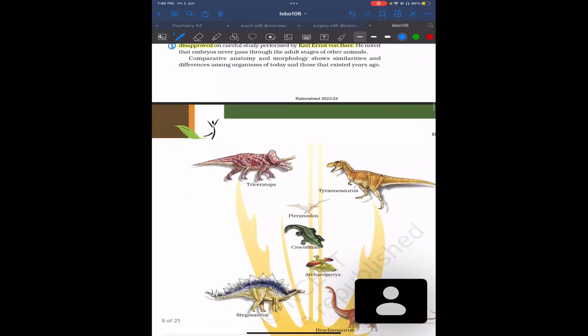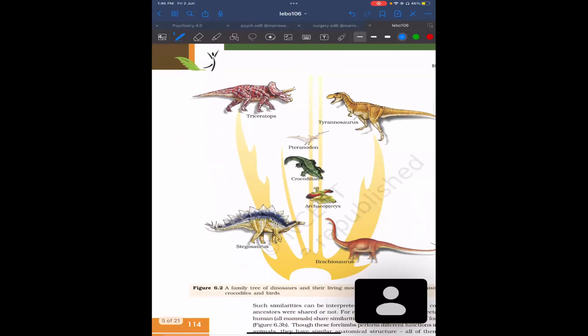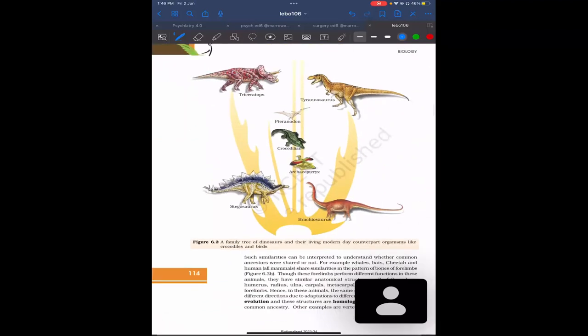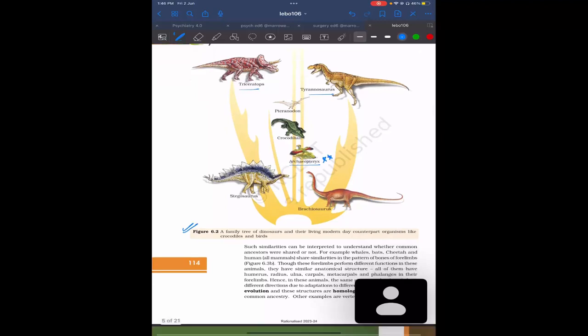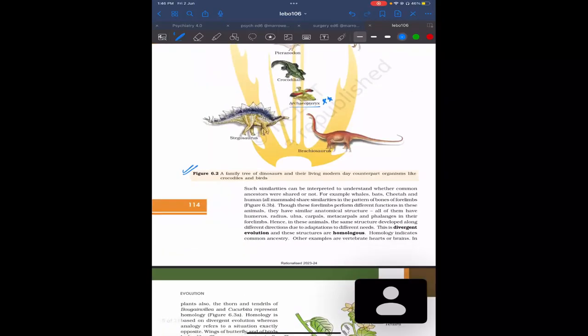Now there are comparative anatomy and morphology, which show similarity and differences among the organisms. So this is the diagram you need to learn. Many times this whole figure comes in the paper, and they ask about the labeling of these various dinosaurs like triceratops, tyrannosaurus, or they will ask about archaeopteryx. Archaeopteryx is very, very important evolutionary. So do learn this.